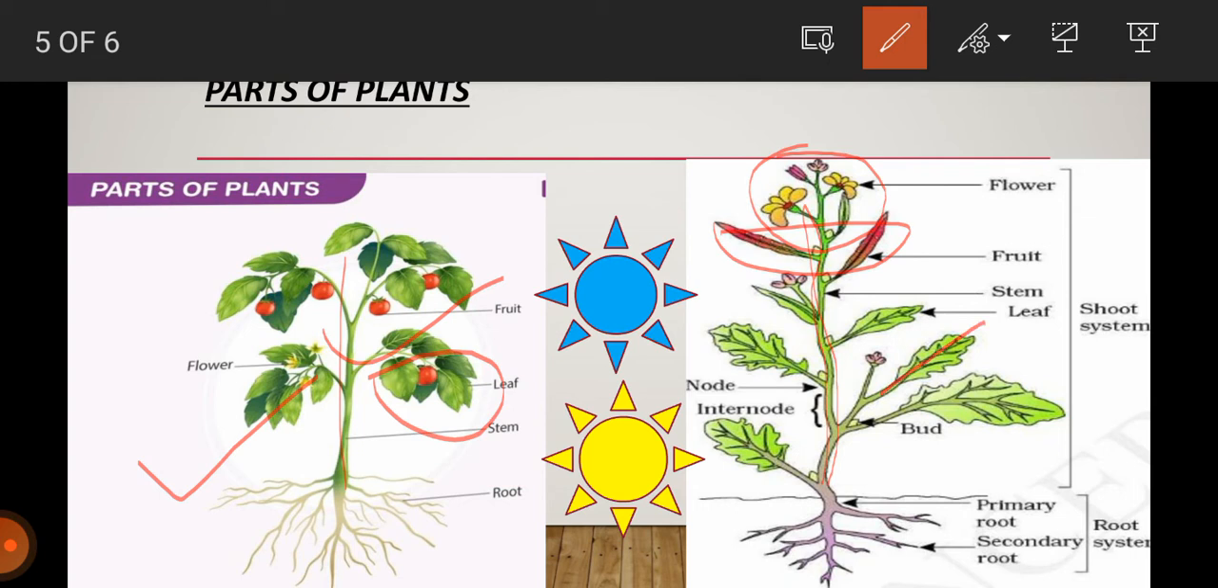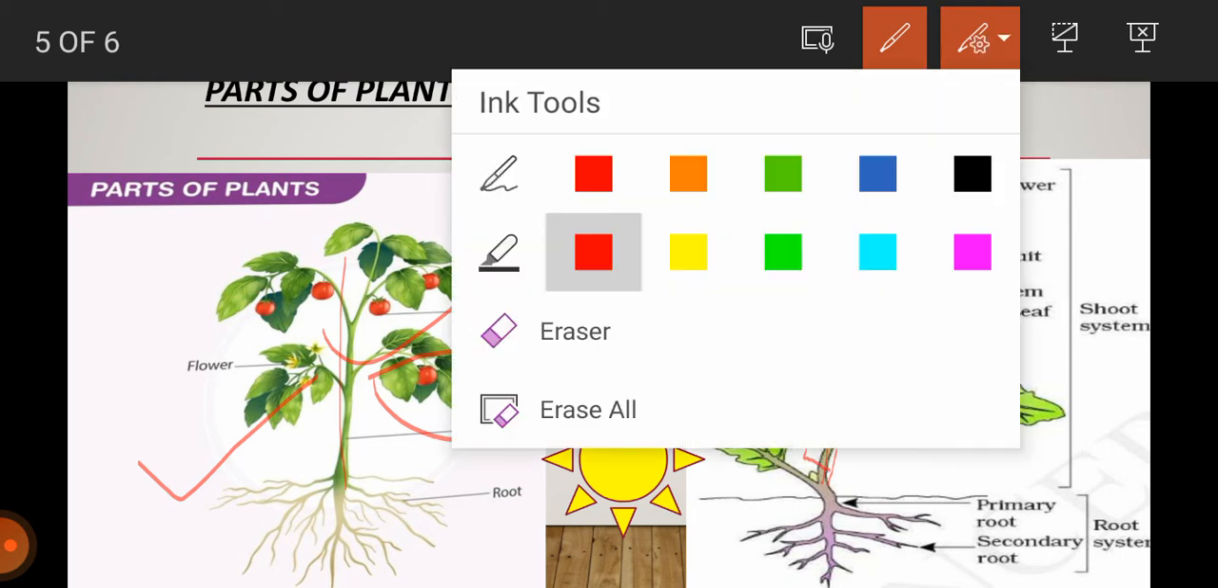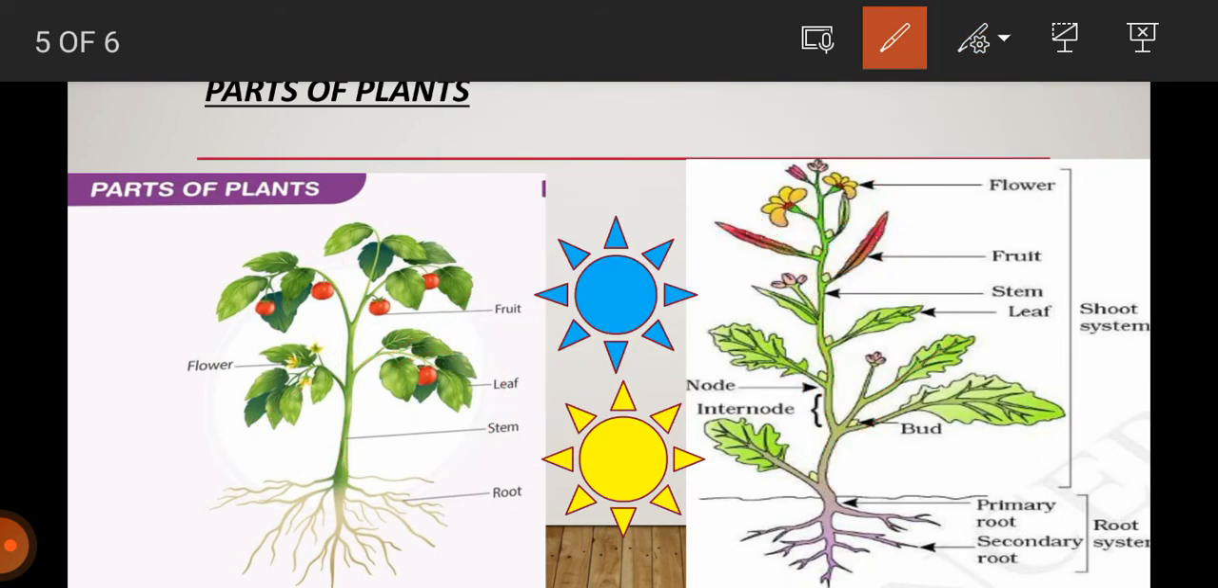And there are three more things. This is called node, this is called internode, and this is called bud. I think you also know about bud. Do you know, long? Long is a bud. What is bud? From bud we get flowers.